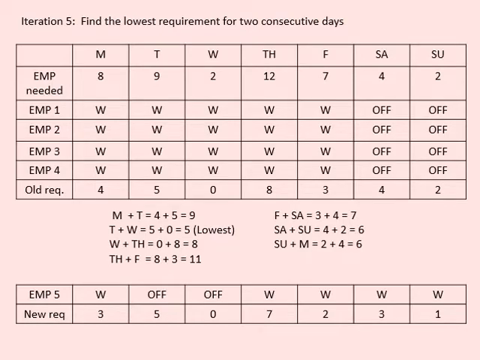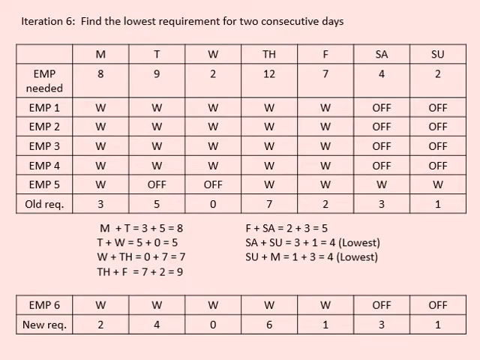Again, the same iteration is repeated. We notice that the total workforce requirement on Saturday and Sunday is 4. The total workforce requirement for Sunday and Monday is also 4. In case of a tie of total requirements, the tie can be broken arbitrarily, if no constraints are given. Hence, employee 6 is given off on Saturday and Sunday. You may choose to give him off on Sunday and Monday.